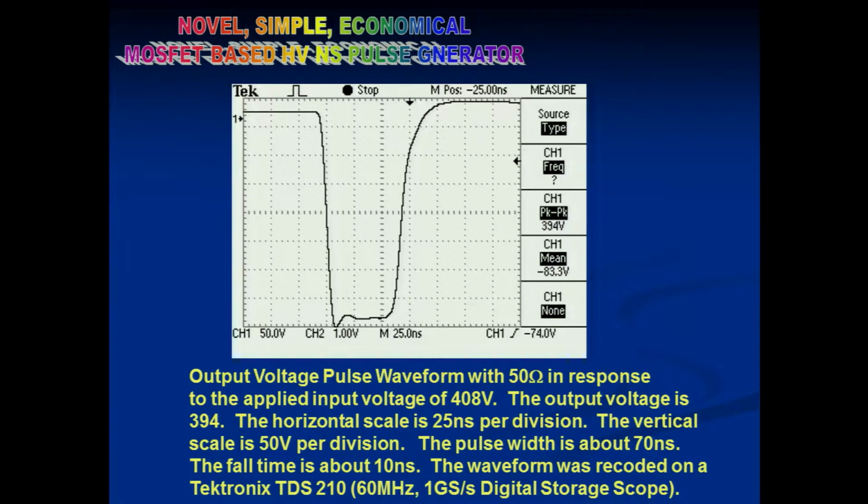Then we measured it. So, you can see how nice, in 2004, 70 nanosecond, this accurate is not much heard of. People will build, there will be lot of undershoot and overshoot. So, for all practical purposes we got a very nice square wave. Typically there will be inverse, it means negative. Here the input was 408 volts, the output was 394 volts. The horizontal scale is 25 nanoseconds per division, vertical is 50 volts per division. So, pulse width is about 70 nanosecond, the fall time is 10 nanosecond.